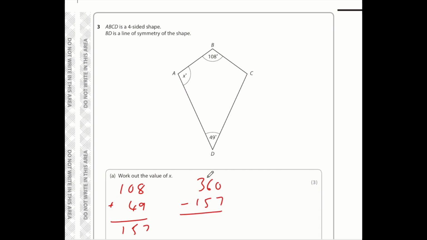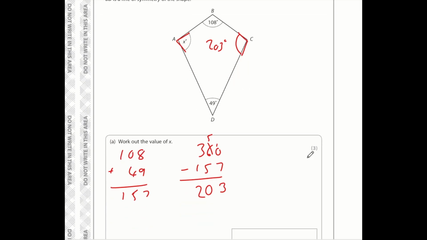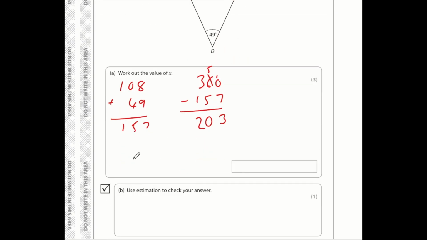Okay, 0 minus 7 can't be done, so 6 becomes 5, 0 becomes 10, 10 take 7 is 3, 5 take 5 is 0, 3 take 1 is 2. So these two angles here add up to 203 degrees. Now, one of the properties of a kite is that this angle here and this angle here are the same. So what is x? Well, it's simply going to be 203 divided by 2.